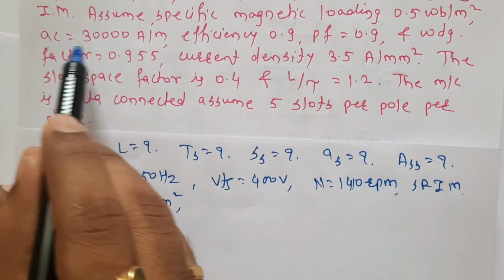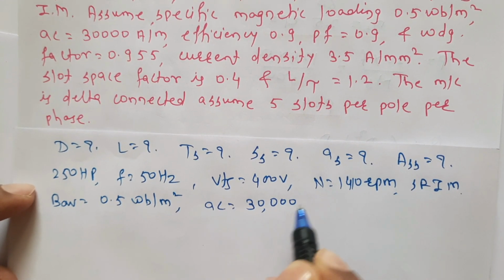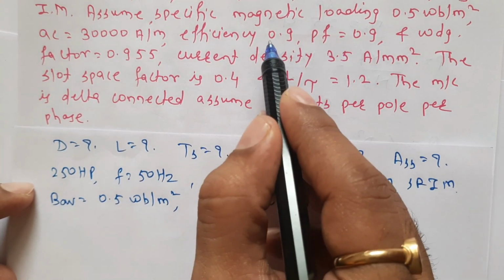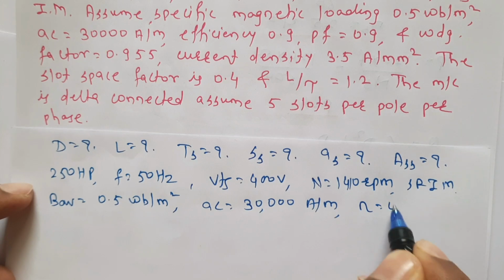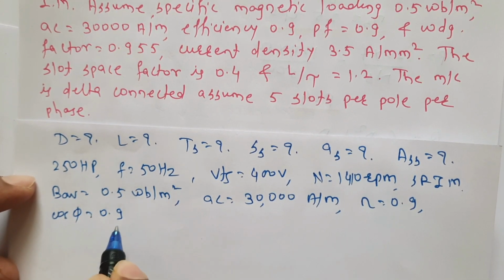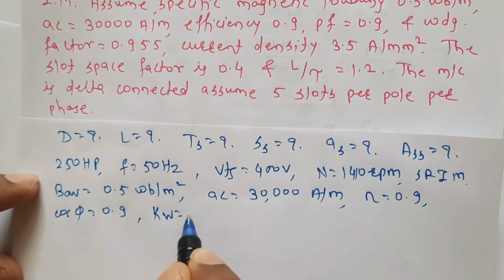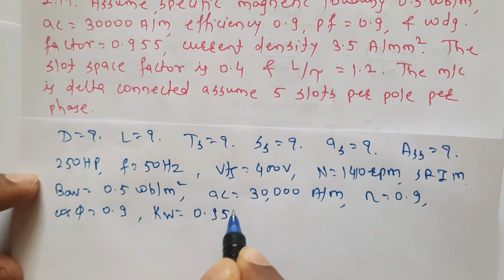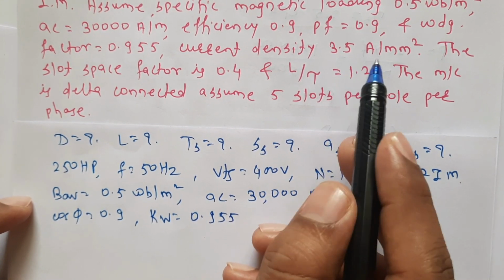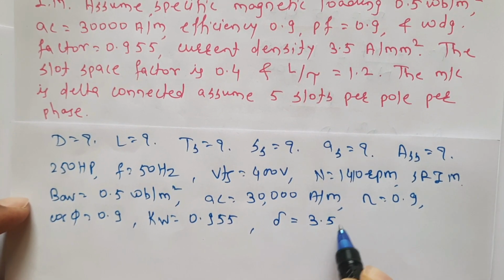Specific electric loading, that is AC, is given as 30,000 ampere per meter. Efficiency is equal to 0.9, power factor, that is cos phi, is equal to 0.9. Winding factor, that is kW, is given 0.955. Current density, denoted by delta, is given 3.5 ampere per mm square.